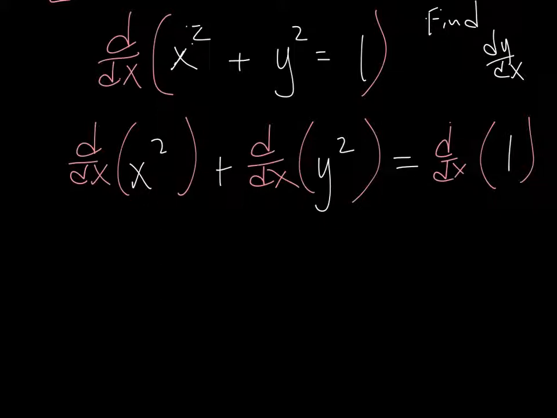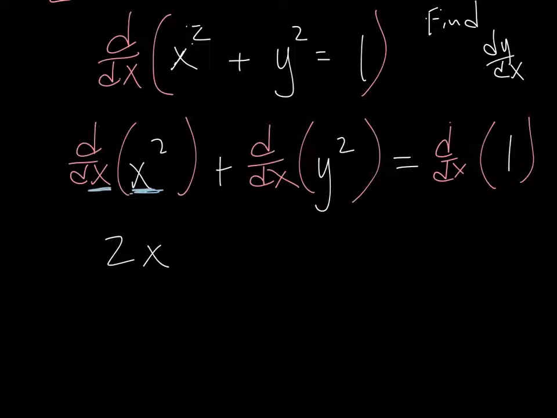What I want you to see here is that I can take the derivatives of each of these terms. Notice that if I take the derivative with respect to x of a term that has the variable x in it, I'm just going to take its normal derivative, and I'm going to get 2x.